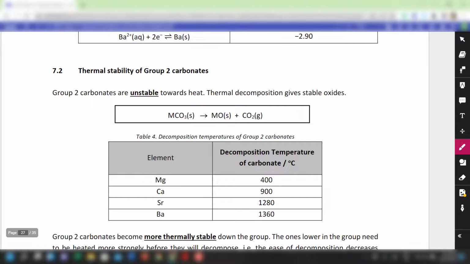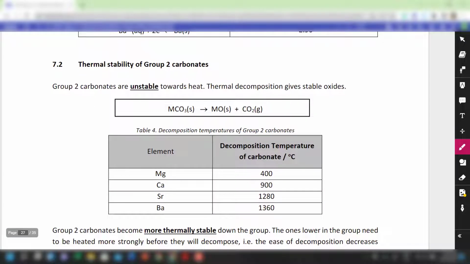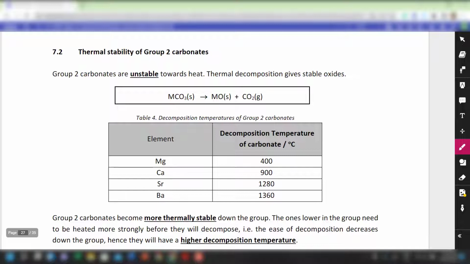Regarding thermal stability, this is a very important learning objective. It is related to nitrates as well. In general, group 2 carbonates are unstable towards heat. One of the main reasons is because carbonate is a relatively large polyatomic anion. So in the presence of a metal cation with relatively high polarizing power, the internal covalent bond will be weakened to a relatively large extent.